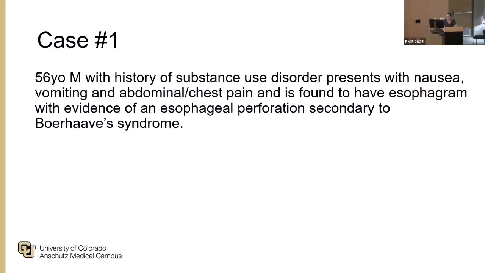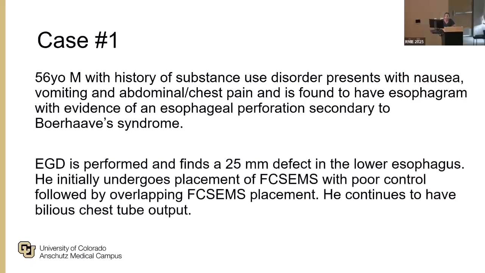For the first case, we have a 56-year-old gentleman with a history of polysubstance abuse who presented to an outside hospital with Boerhaave syndrome. An EGD was performed there and found a 25 millimeter defect in the lower esophagus. He initially underwent stent placement there with a fully covered self-expanding metal stent. He had poor control of his defect and was actually transferred here from that outside hospital.